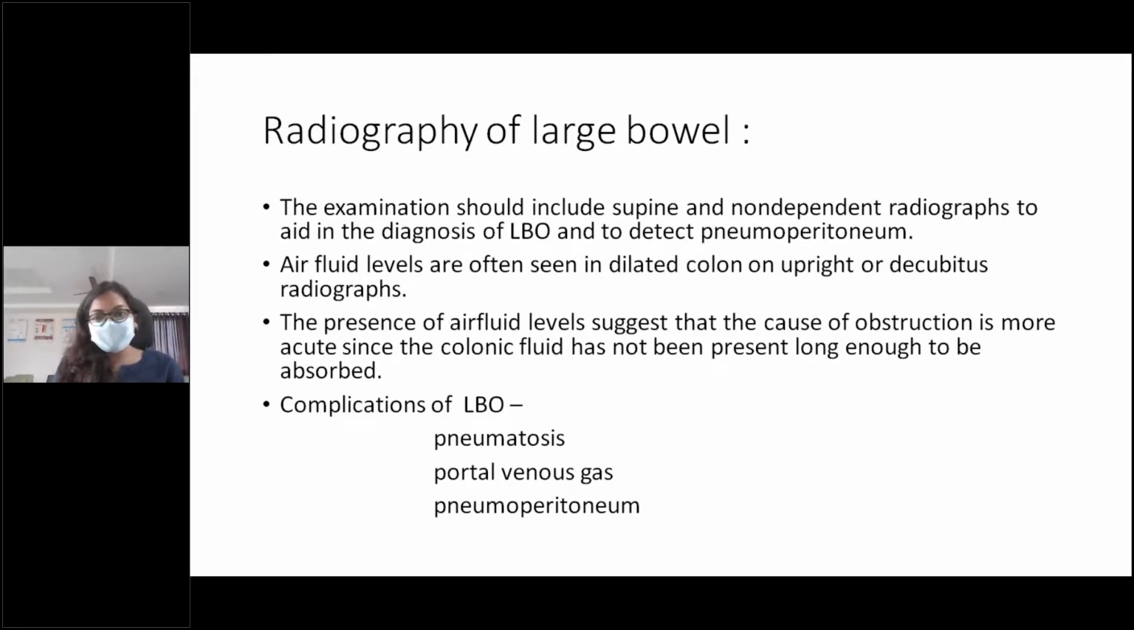Air fluid levels are often seen in dilated colon on upright or decubitus radiographs. The presence of air fluid levels suggests that the cause of the obstruction is more acute since the colonic fluid has not been present long enough to be absorbed. Now, the complications of the large bowel obstruction are pneumatosis, portal venous gas, and pneumoperitoneum. If ischemia develops, we can see portal venous gas and pneumatosis, and pneumoperitoneum is seen if perforation has developed.